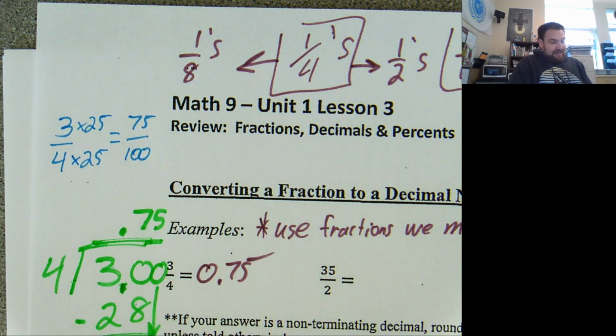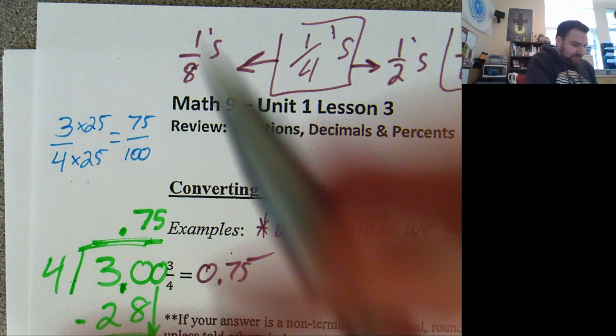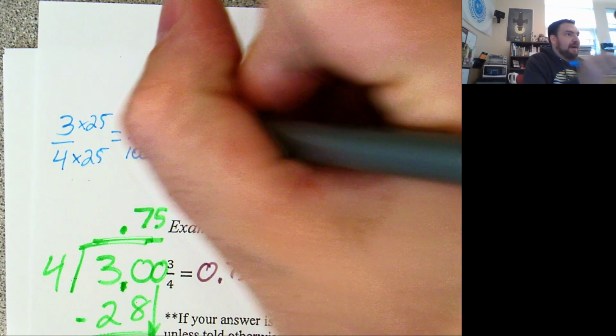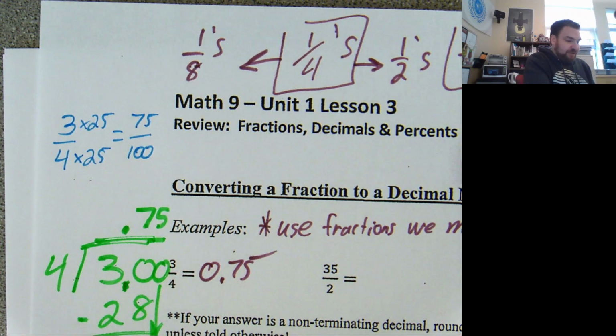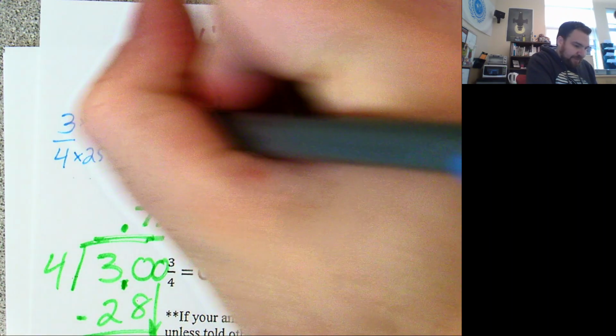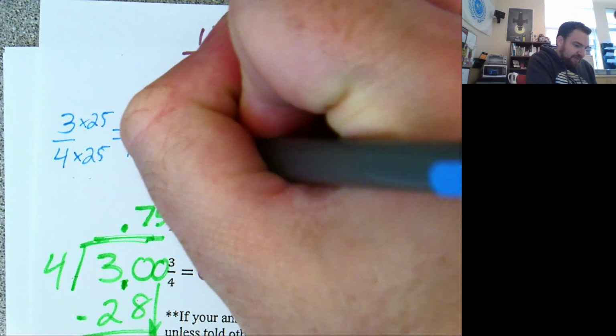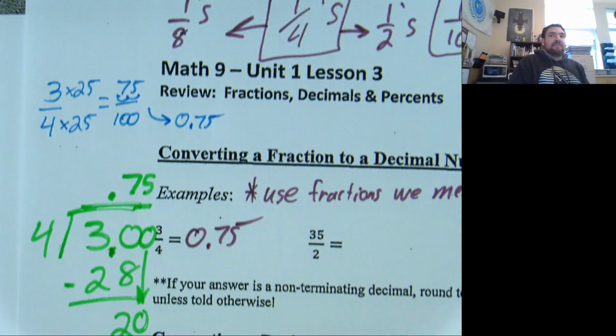And we're going to look at it again on the next page, but when you divide by 100, that's the same thing as moving the decimal twice. Boom, boom. There we go. 0.75, and we're done.